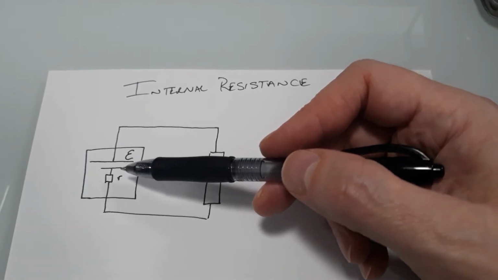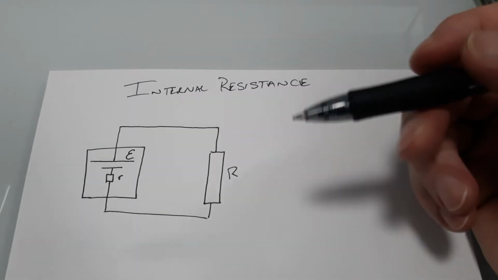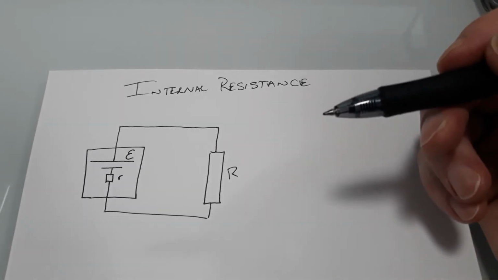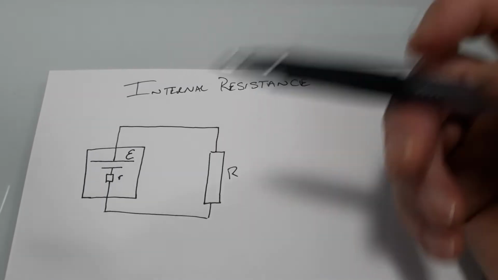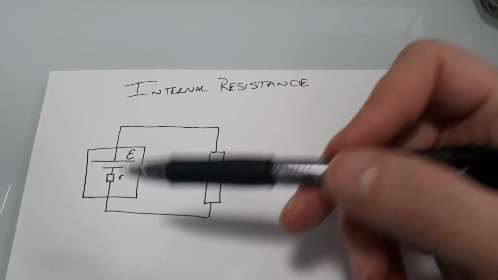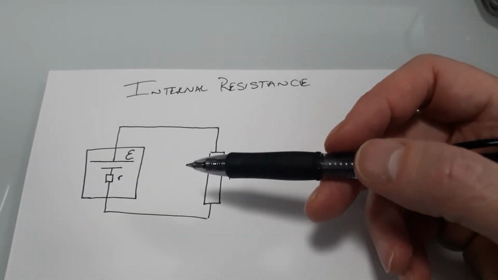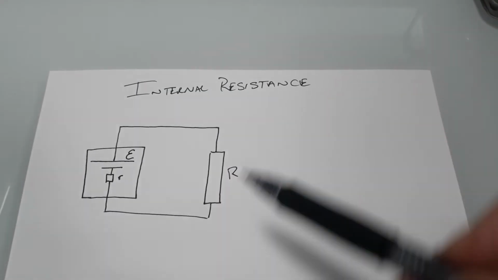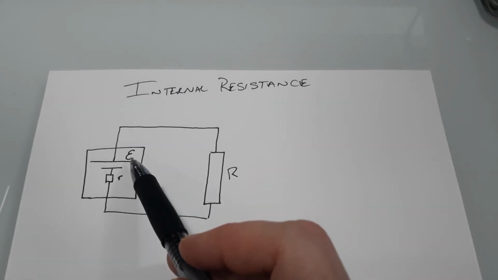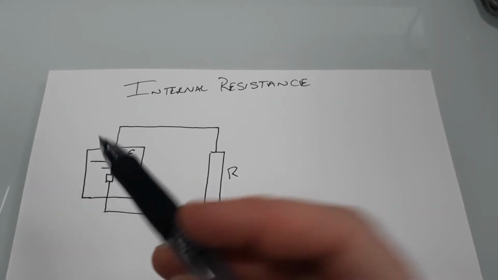And this is why batteries will get warm. You'll feel your phone getting warm for the same reason. When you use it a lot, you draw a lot of energy from the battery. That battery has an internal resistance, and over time, it will become warmer and warmer. So the internal voltage is called the EMF, and I'll write this out in just a moment.